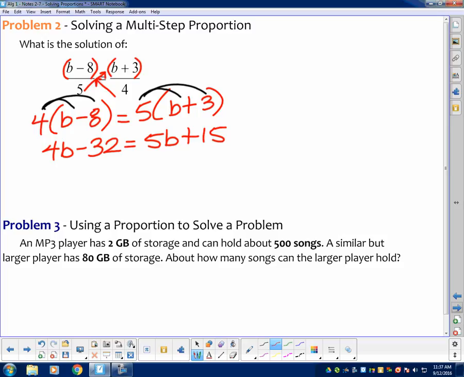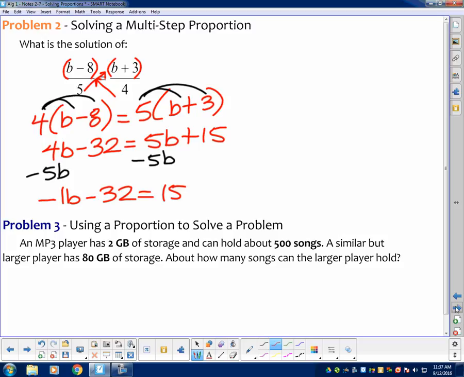Would it be easier to do minus 15 so you could do plus 32 and 15? Well, it depends. For each side, I would do the variables first. So if we want to get all the b's onto the left side, what would we do with this 5b? Minus 5b. 4 minus 5 is a -1b. Equals 47, right? Yeah.